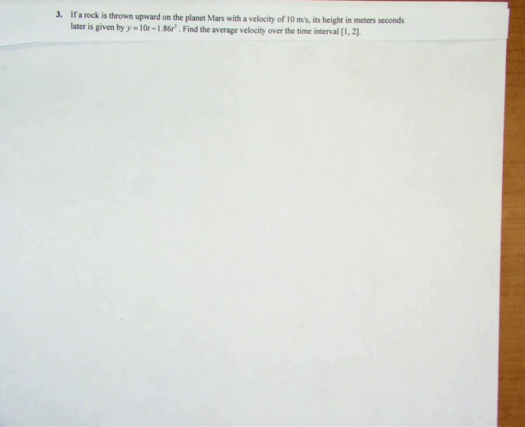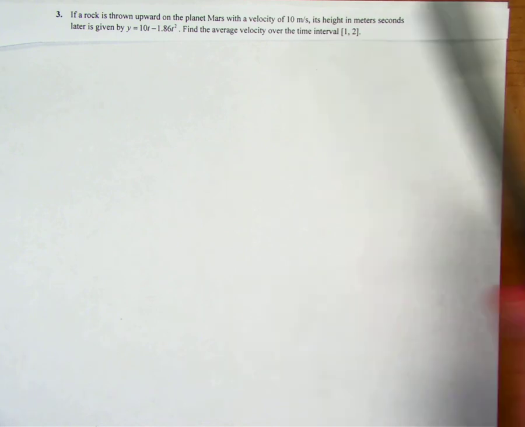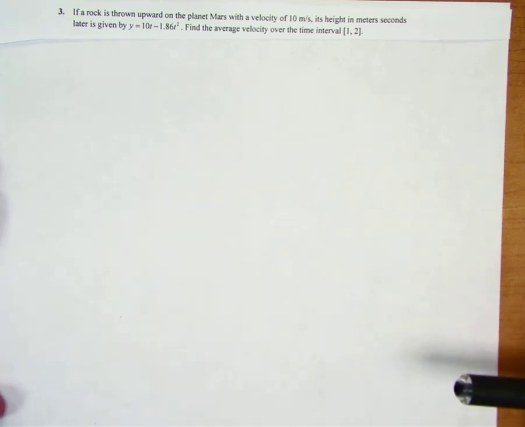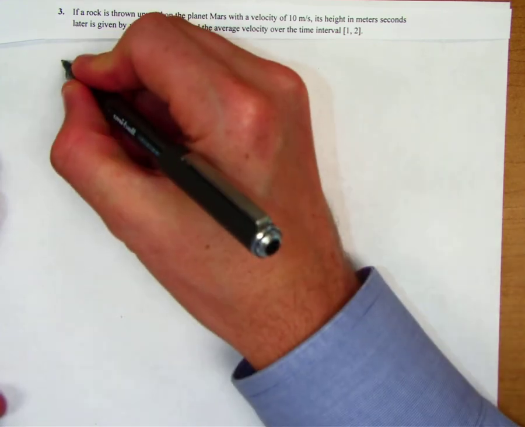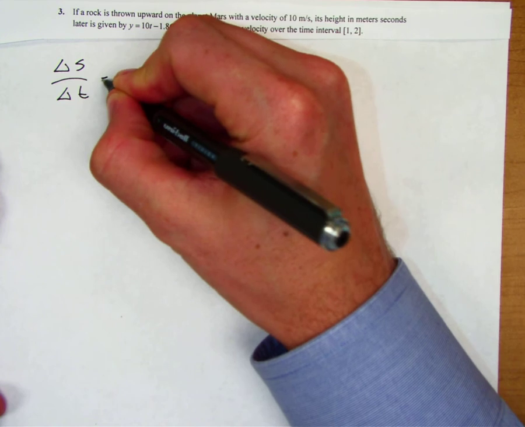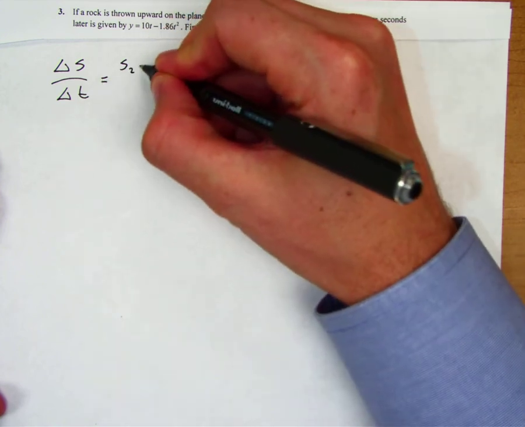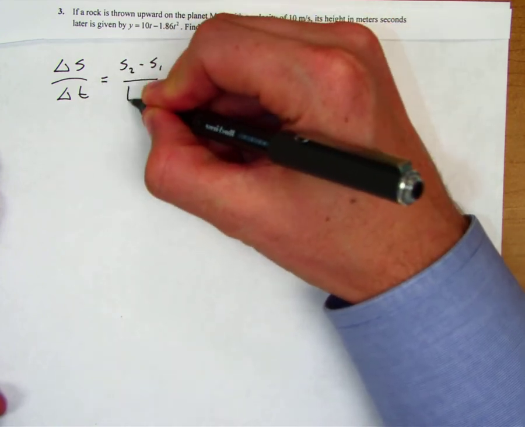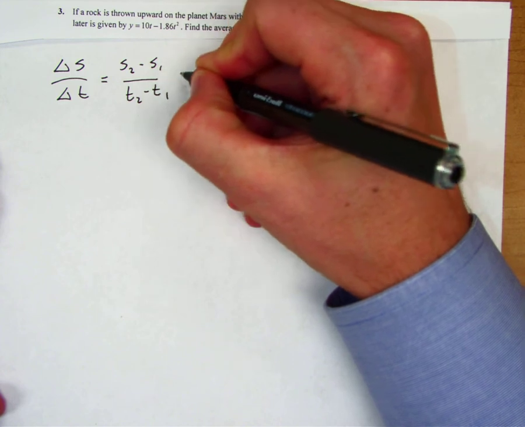So again, in this problem there's a lot of stuff in here that you don't necessarily need. The only thing that we're actually concerned about is this equation here, y equals 10t minus 1.86t squared, and we're interested in the average velocity over the time interval 1 to 2. So, average velocity. Again, we come back to our delta s over delta t. This is s2 minus s1 over t2 minus t1.